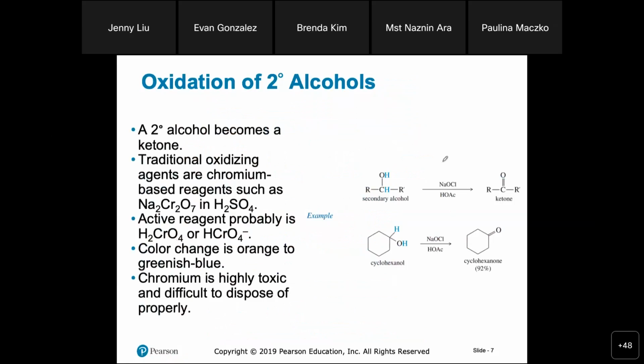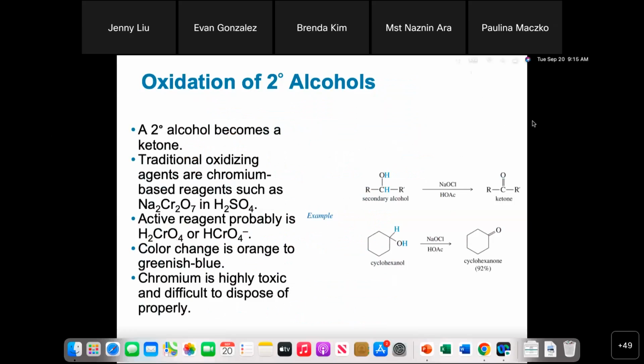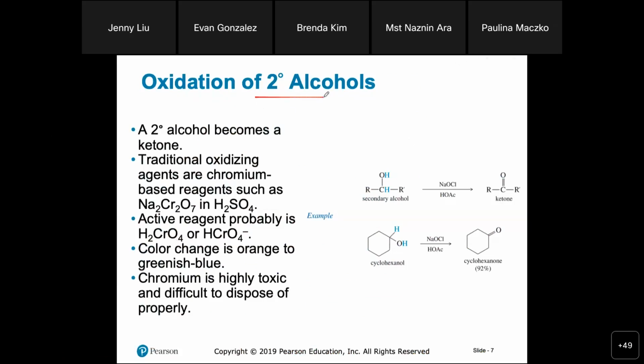So you can see here, let me put it down. Oxidation of secondary alcohol. Secondary alcohols, we saw, become ketones. Correct? This is our secondary alcohol, with two alkyl groups.